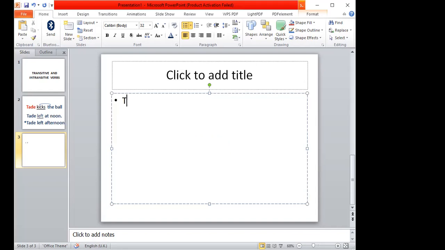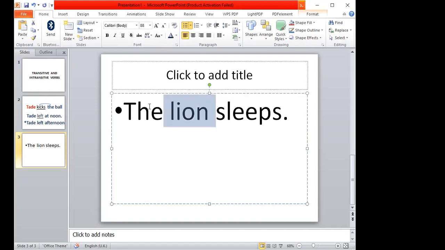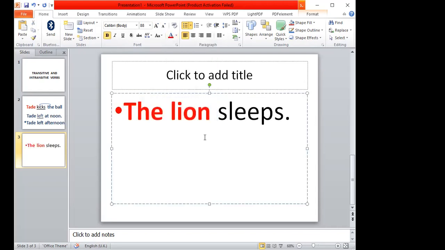For instance, if I write, the lion sleeps. Now, this is a clause. This will be my subject, and this will be my verb. Just as I said earlier, if you have a clause or a sentence that does not require an object in it, the verb used in that sentence is an intransitive verb.